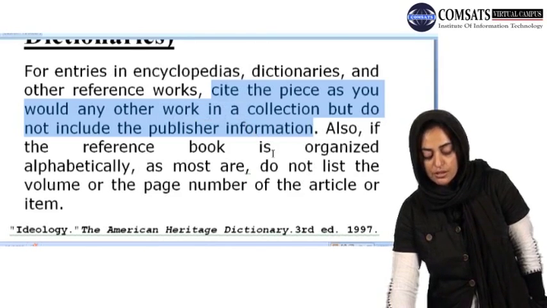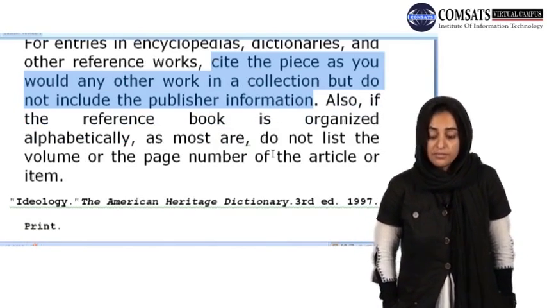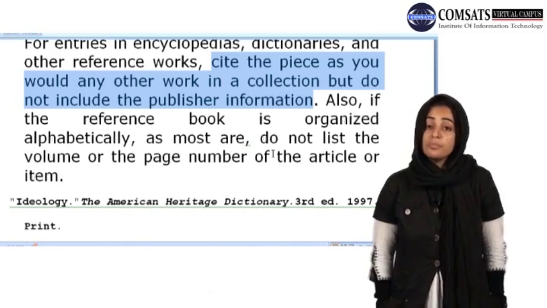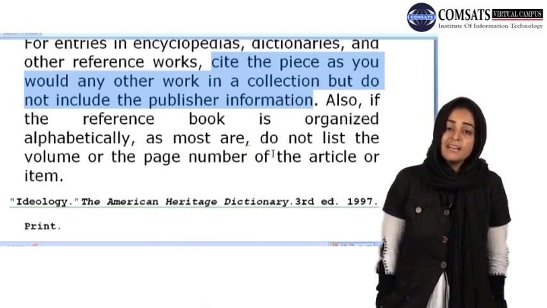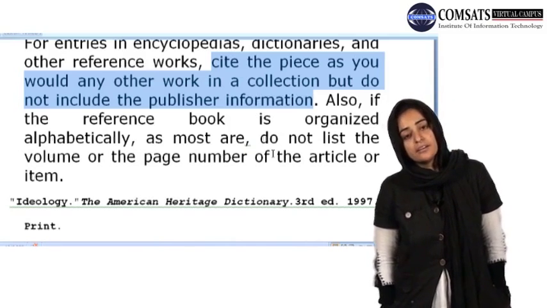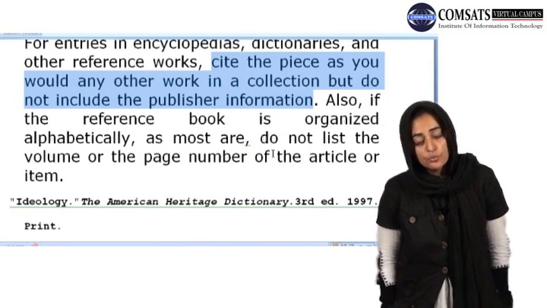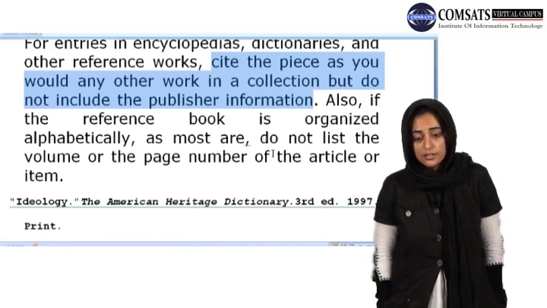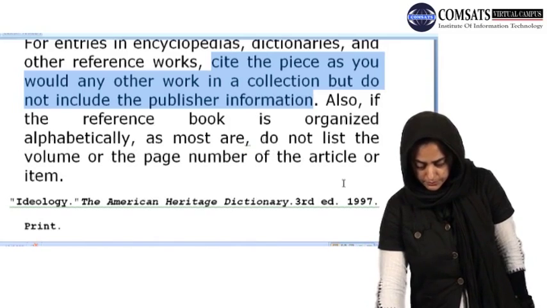Also, the reference book is organized alphabetically, so you do not need to give the volume or the page number of the article or the item, because the reference book or the encyclopedia is already alphabetically arranged. Simply by moving to that alphabet, your reader will find the desired information for which the detailed reference is created. You need not give the page numbers as well. So kindly have a look at the examples on the screen.